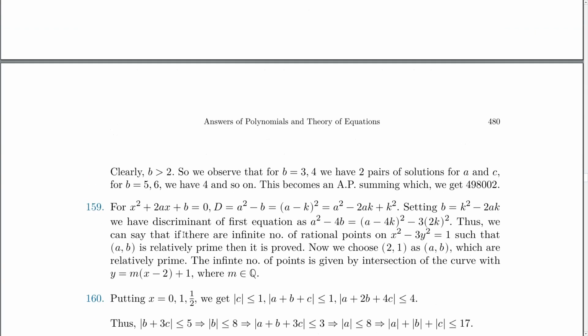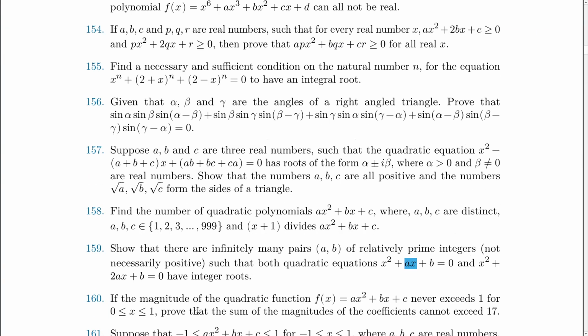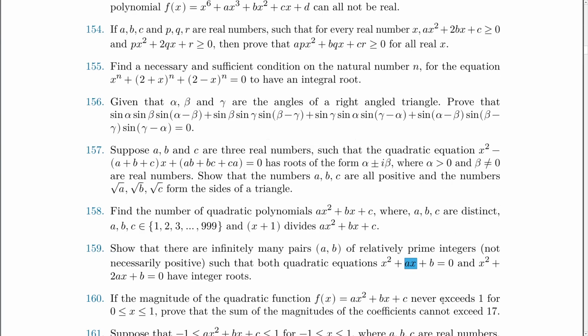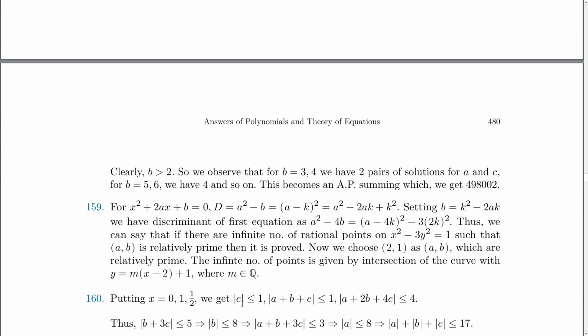So we are given that x lies between 0 and 1. So we substitute x is equal to 0, 1 and a half. So when we substitute 0, c becomes less than equal to 1, because the magnitude never exceeds 1. So c is less than equal to 1. When we substitute 1, a plus b plus c less than equal to 1. And when we substitute half, it becomes a plus 2b plus 4c less than equal to 4.